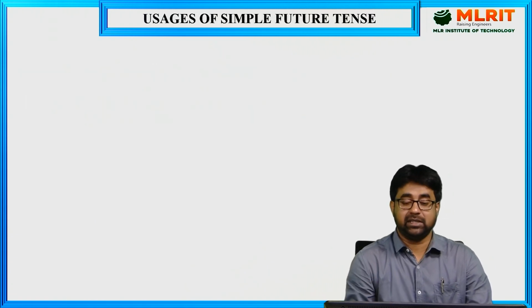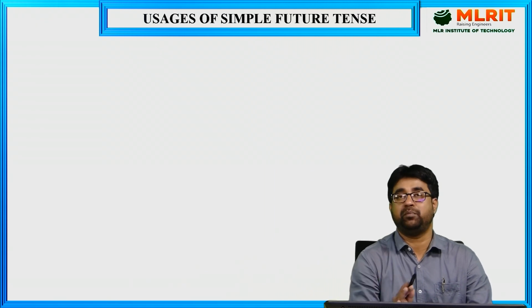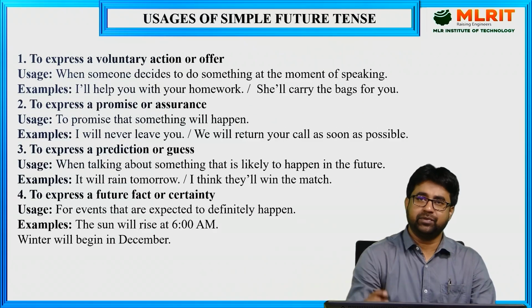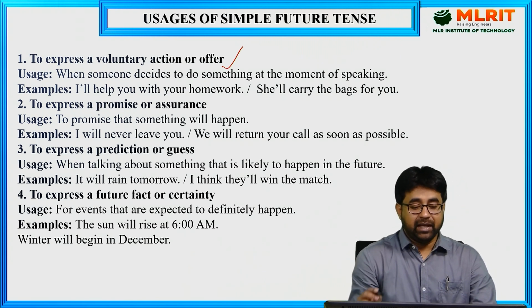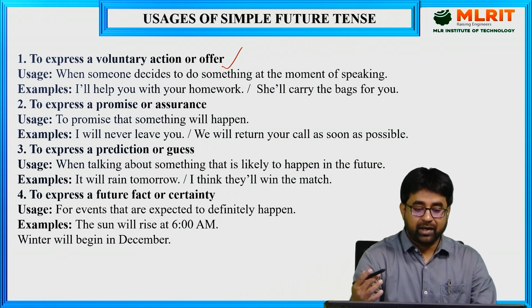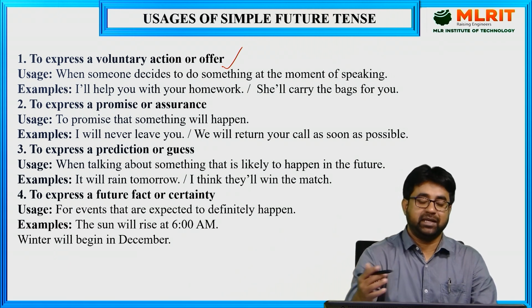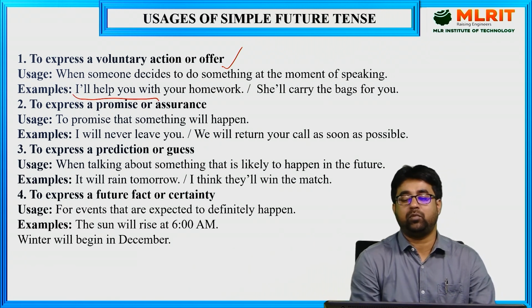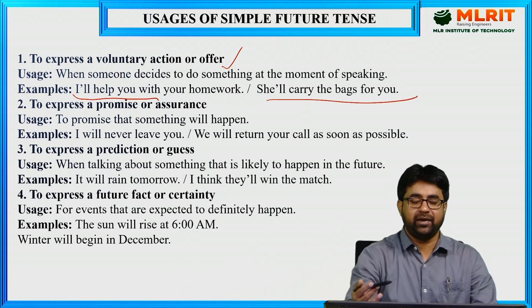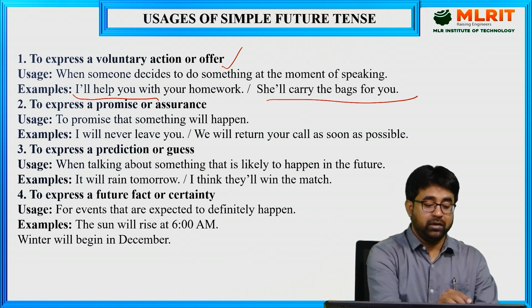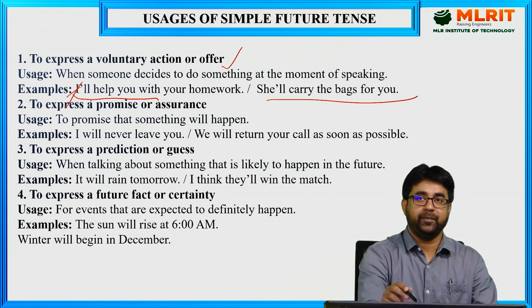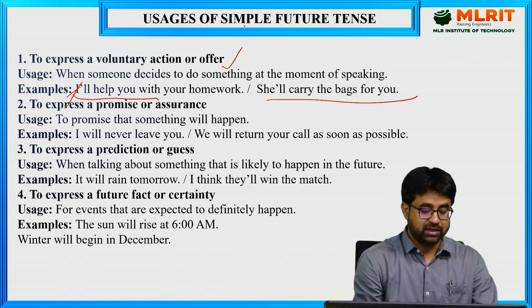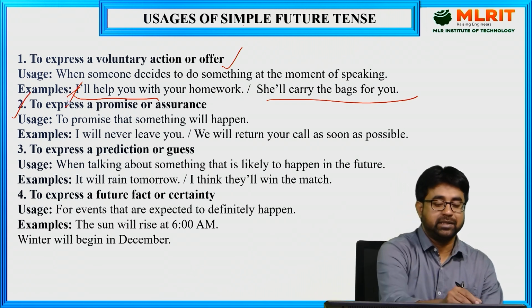Now, let's see the usage, the most important part. Where are we supposed to use simple future tense? There are many usages. Let's see the most important one: to express a voluntary action or offer. If I am offering something spontaneously, I am supposed to use simple future tense. See, I will help you with your homework. She will carry the bags for you. So it's a voluntary action or a kind of offer. I am offering you something. I am using which tense? I will help. Simple future tense.